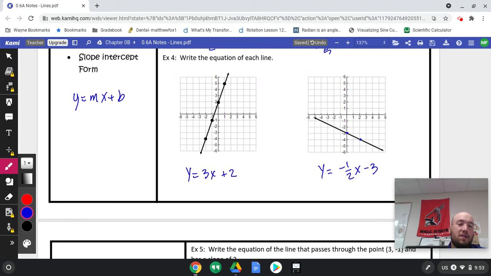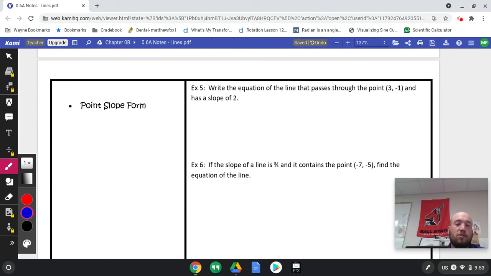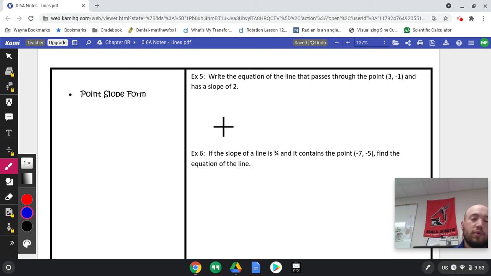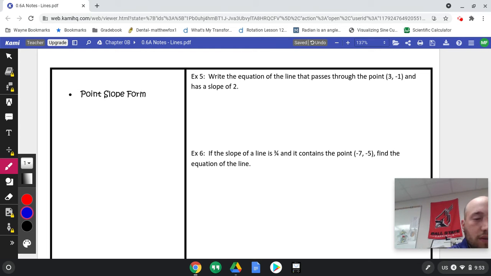The final thing we need to talk about now is something called point slope form. So sometimes, like on example 5, it says write the equation of the line that passes through the point 3, negative 1 and has a slope of 2. So if we're given a point and a slope, we can solve.